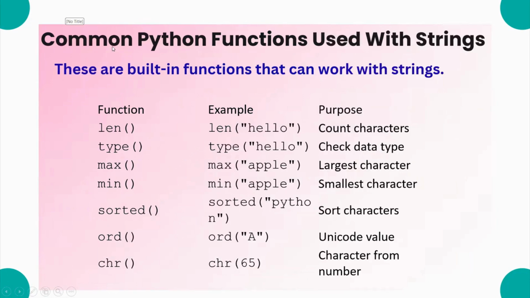These are the common Python functions used with strings. These are the built-in functions that can work with strings. For example, len, which counts the characters. The type function checks the data type. We have used these functions many times before also. Max to see the largest character, min to see the smallest character, sorted to sort the characters by Unicode value. All these are inbuilt functions, and we are going to practice them too.